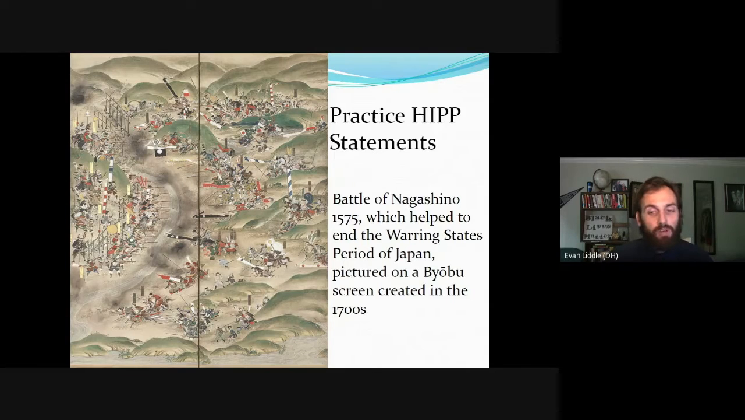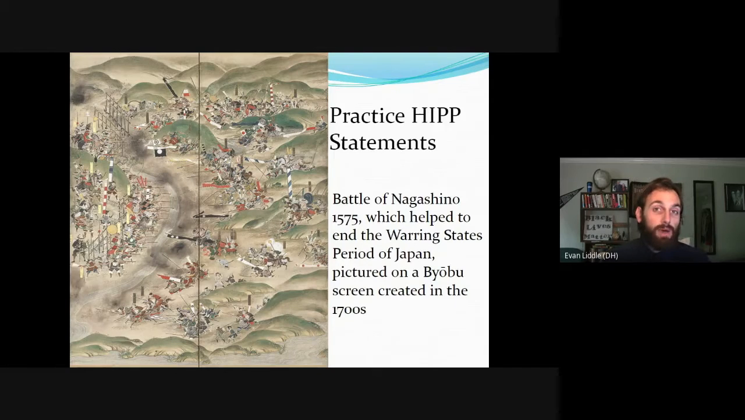In particular, we're going to look at one that was made in Japan in the 1700s, but that depicts the Battle of Nagashino, which took place in 1575 and helped bring an end to the Warring States period of Japan. Now, you do not have to know anything about the Battle of Nagashino. All you need to really know is that it helped end the Warring States period of Japan and ushered in the Tokugawa shogunate, which ruled Japan until the arrival of the Europeans. That's all you really need to know.